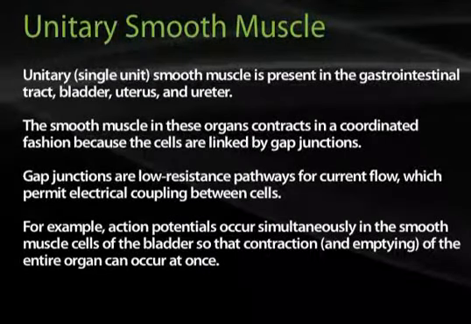Unitary smooth muscle. Unitary or single unit smooth muscle is present in the GI tract, the bladder, the uterus, and the ureter. The smooth muscle in these organs contracts in a coordinated fashion because the cells are linked by gap junctions. Gap junctions are low resistance pathways for current flow, which permit electrical coupling between cells. For example, action potentials occur simultaneously in smooth muscle cells of the bladder, so that contraction and emptying of the entire organ can occur at once.